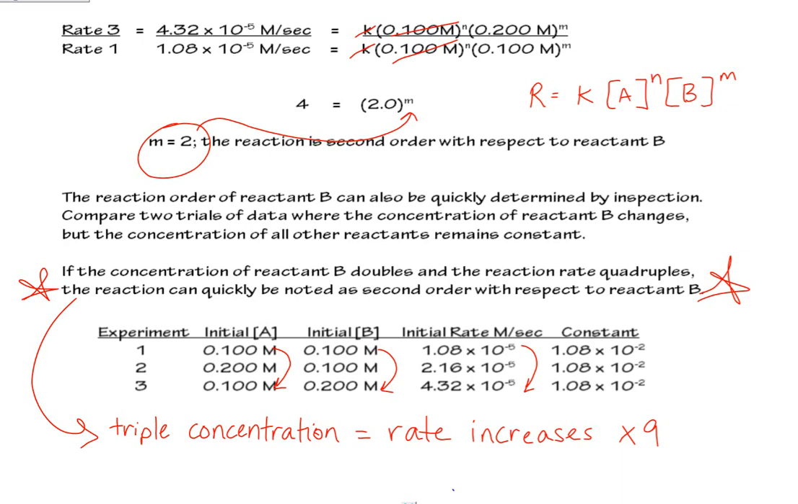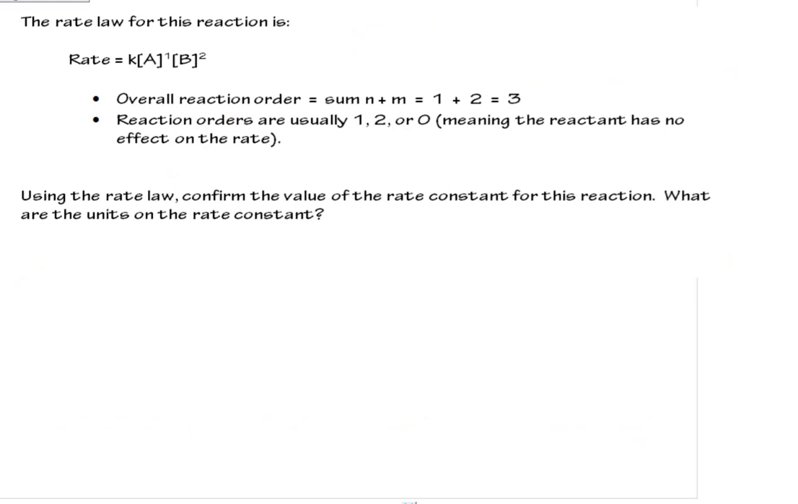Okay, so if we put all this together, my overall rate law looks like this. Rate equals K, a constant, times A to the first, B to the second. We say A is first order, B is second order. If you double the concentration of A, you double the rate. If you double the concentration of B, you quadruple the rate.